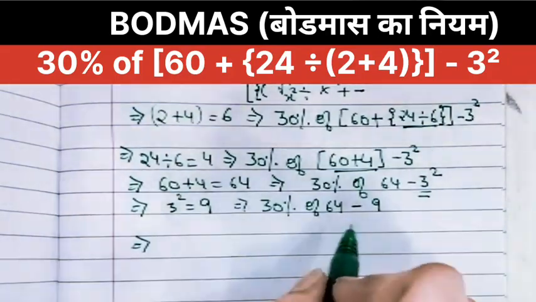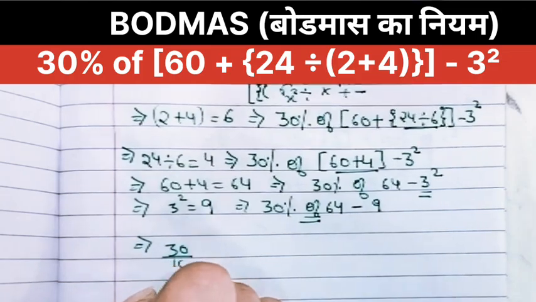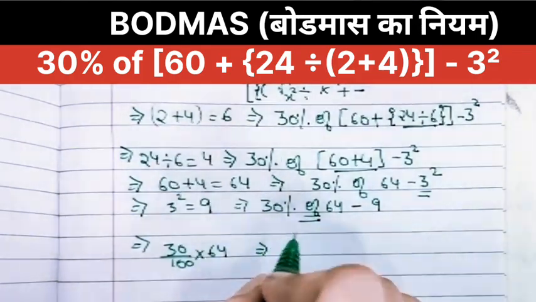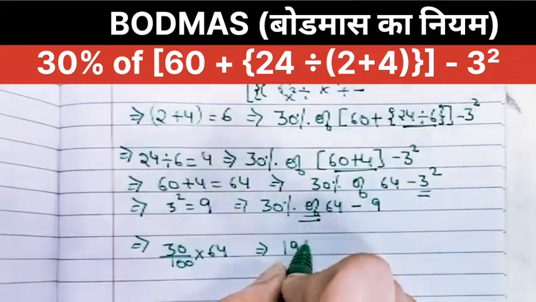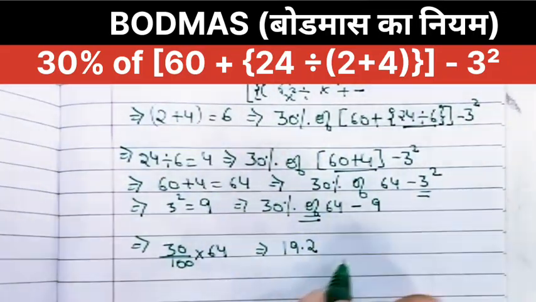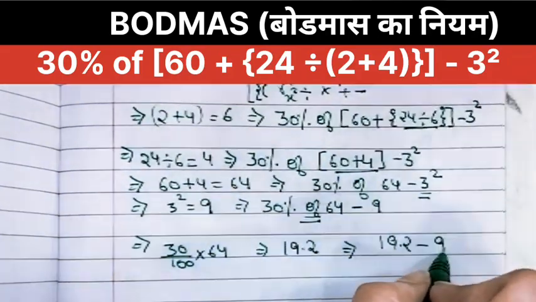Solve the "of" percentage. Now there is an "of" percentage operation: 30 upon 100 multiplied by 64. Now it becomes, after cutting the values, 19.2. According to this step, "of" means multiplication in precedence. And now the current expression becomes 19.2 minus 9.